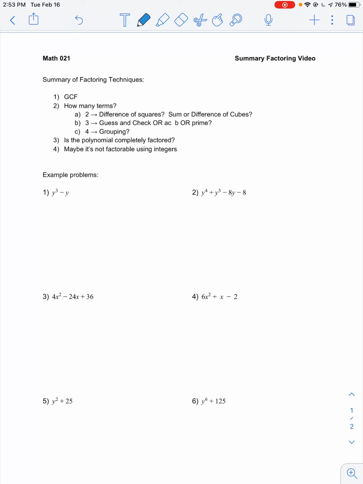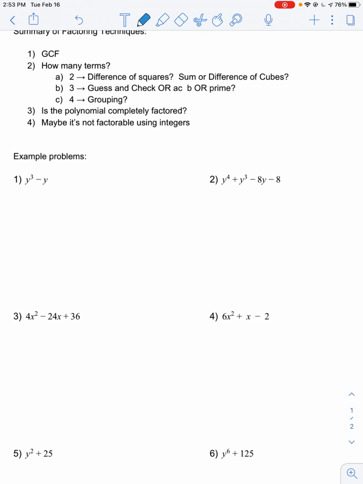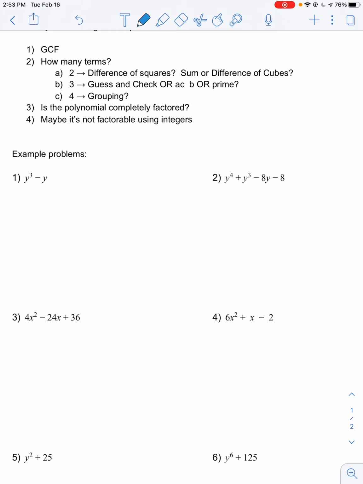Hi everyone, I wanted to do this quick video to go over the summary of the factoring techniques that we covered in class. This should provide a framework for you. Every time you've been told to factor something completely, you can go through this series of steps, and that's the best way to ensure that you have, in fact, factored this polynomial completely.